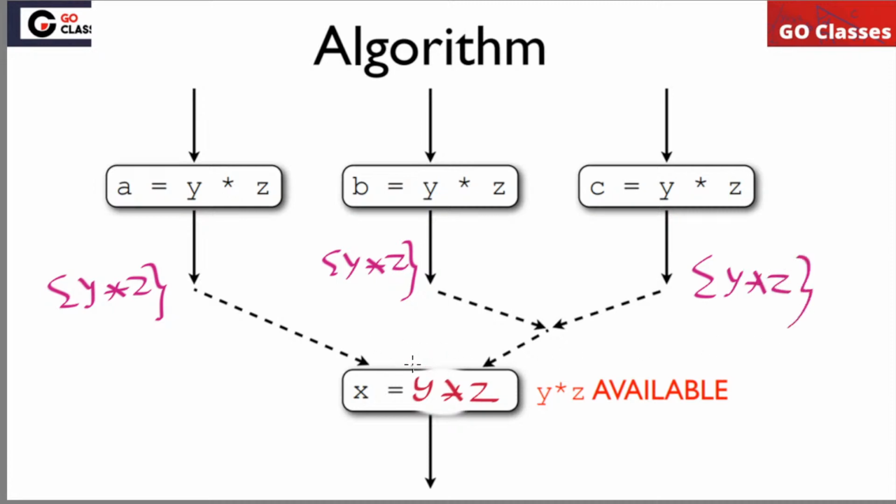So you will take the intersection, correct? So when you take the intersection, then y into z is available. Now here y into z is available. That is fine. That is very good. There is no problem.